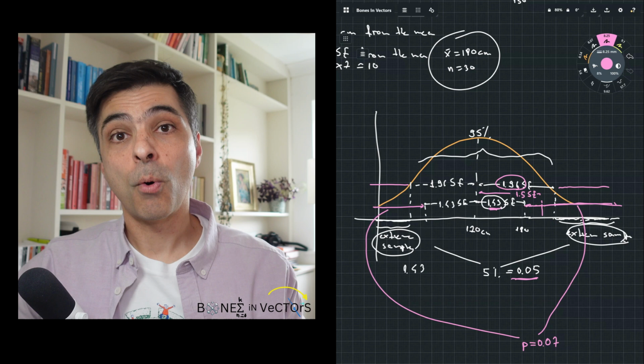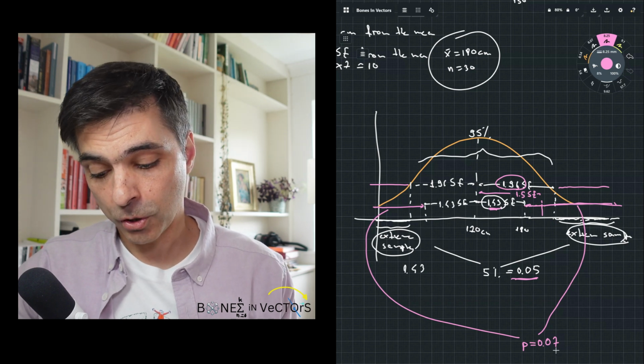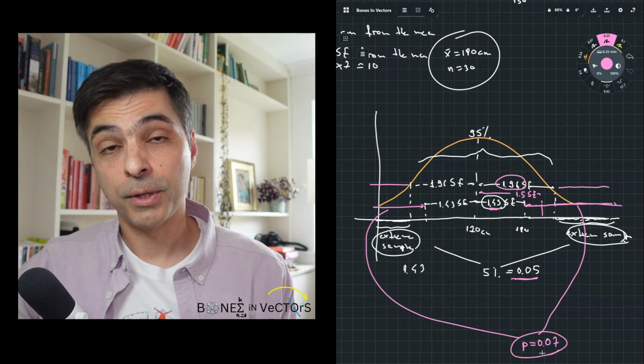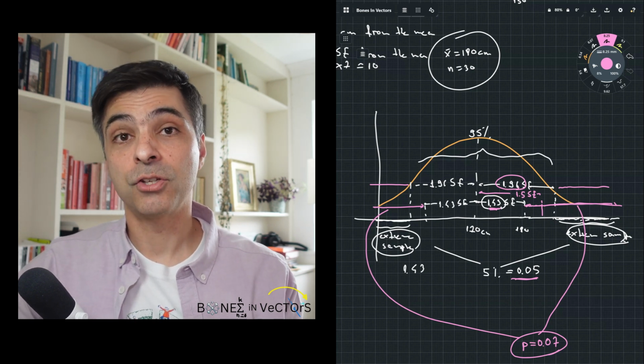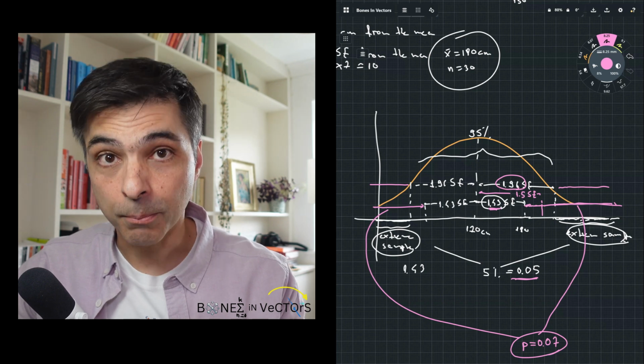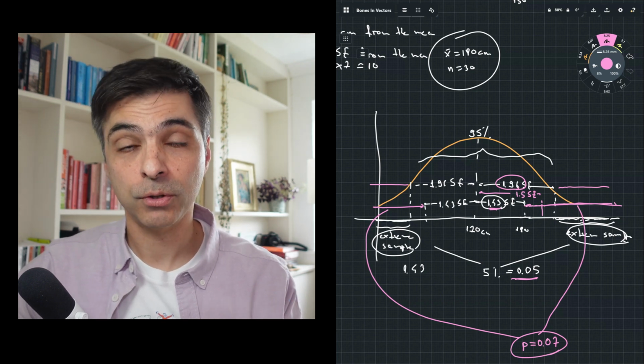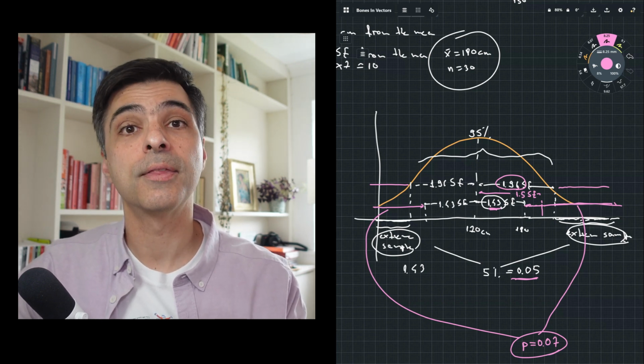This probability of 0.07, which is the probability that our test statistic is equal to or more extreme than what we have found, is what we call the p-value.